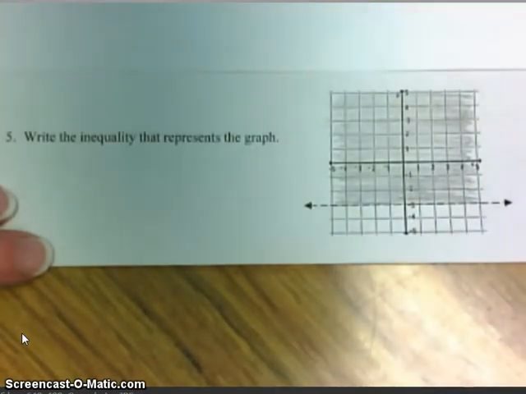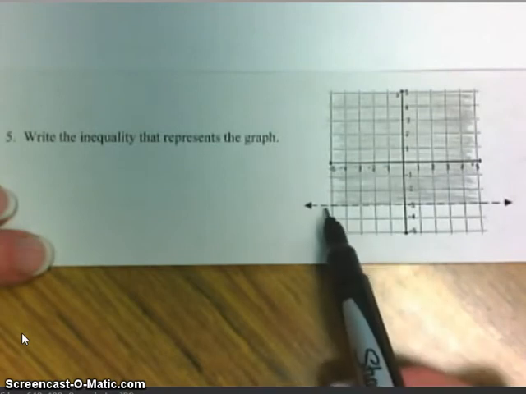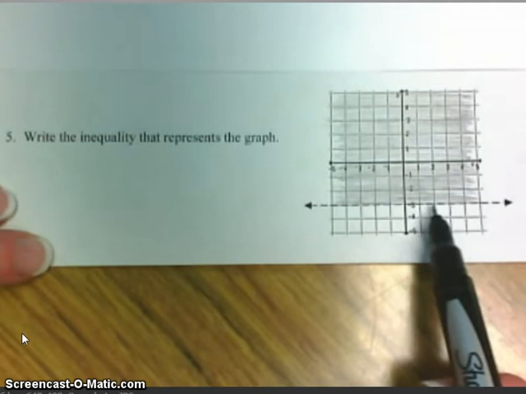You've got to determine slope and y-intercept if you want to write it in slope-intercept form. And then you also have to determine shading, which is also going to be part of that inequality. Is it greater than? Is it less than? That sort of thing. Now this graph is actually very simple, because you have a completely horizontal line. And what we've learned about horizontal lines is that they have zero slope.